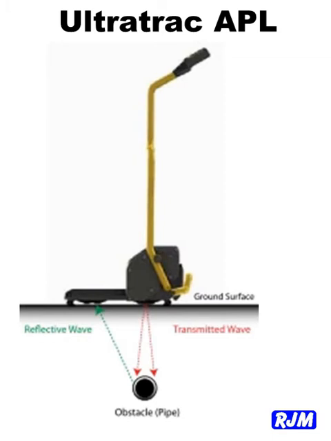The Ultracheck APL, acoustic pipe locator, is a ground sonar for finding buried pipes and other objects. Step on the base, press the button, and the transmitter sends sound pulses into the ground. Then the receiver in the back senses the reflected sound waves.